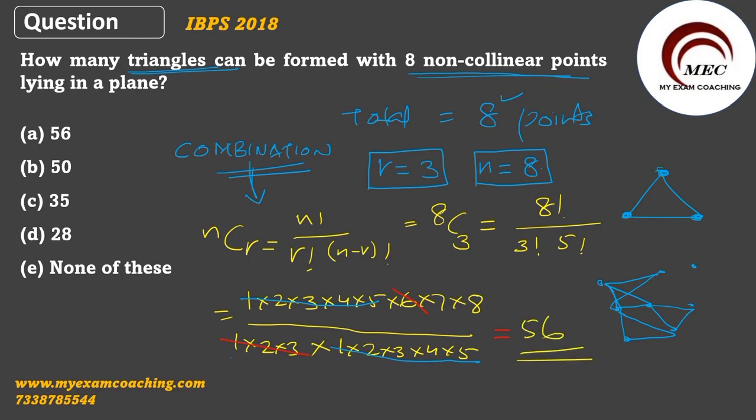So how many triangles can you make? 56 triangles you can make. So let us write the correct answer, 56, option A. Understand this concept very clearly. How many different combinations can you make?